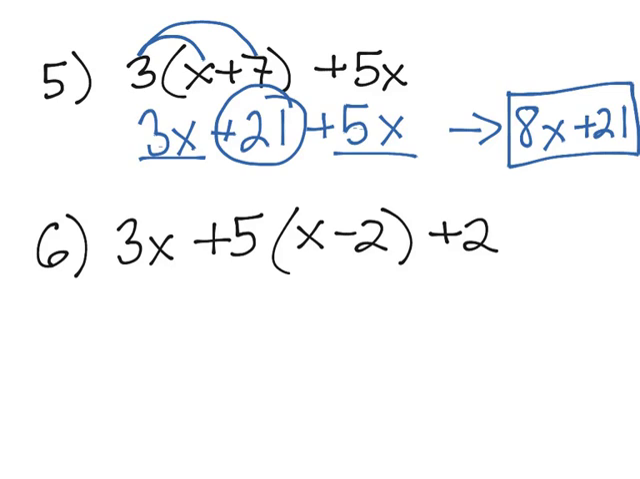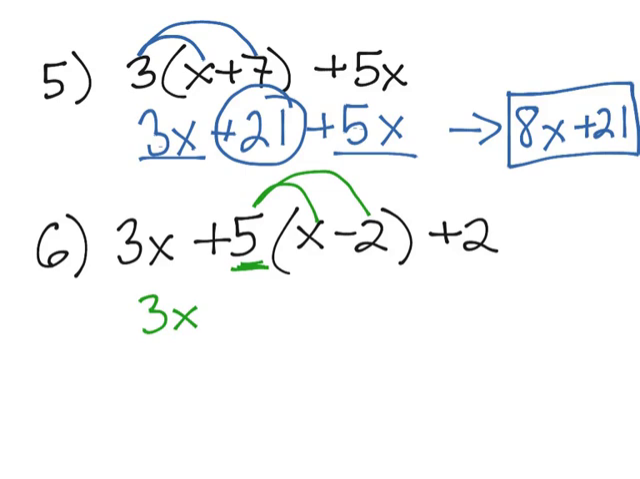Now, example number 6, we're getting even more complicated. More numbers are being thrown in there. Again, we have this 5 in front of a parenthesis. It's a positive 5. We need to distribute first before we can do anything else. Otherwise, we can't do anything else until we do that. So, bring down the 3x. Then let's distribute our positive 5.